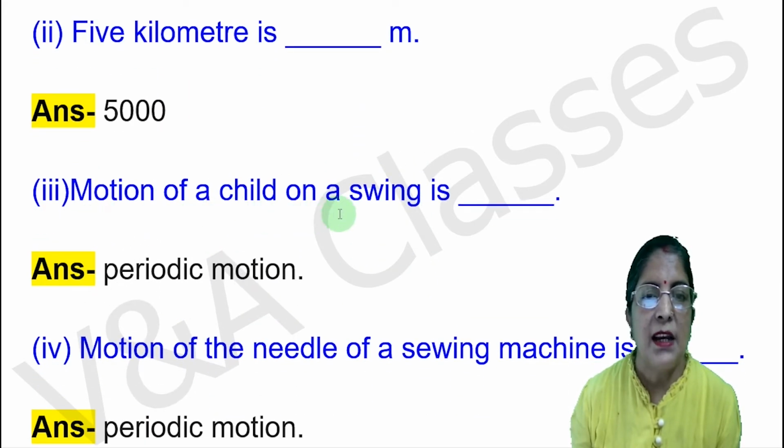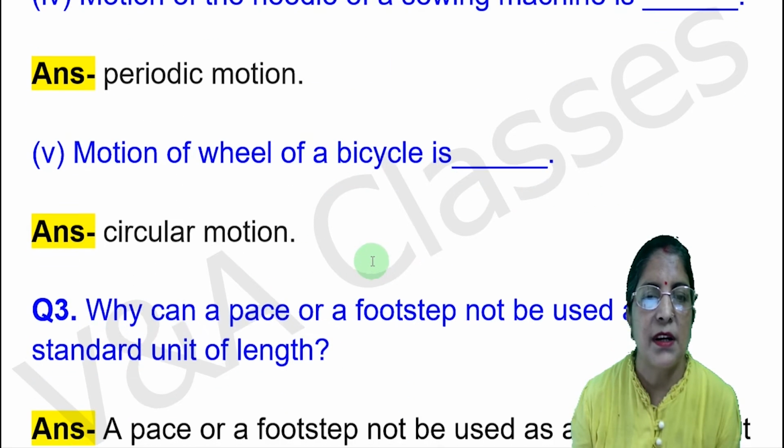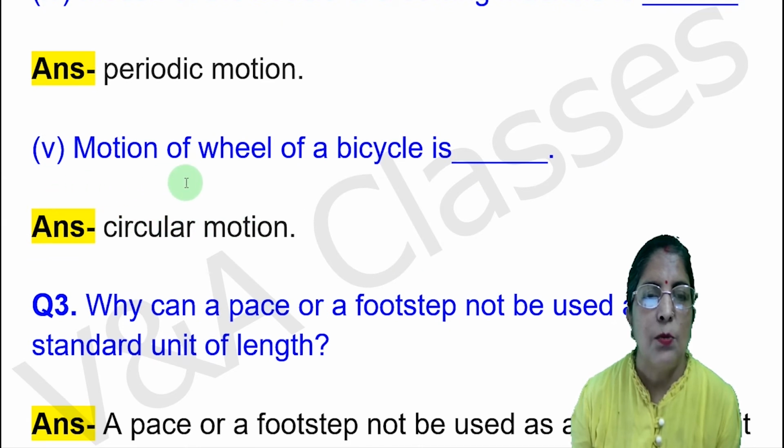Next fill in the blanks. Motion of a child on a swing is dash. Answer will be periodic motion. Next fill in the blanks. Motion of the needle of a sewing machine is dash. Answer will be periodic motion. Next fill in the blanks. Motion of wheel of a bicycle is dash. Answer will be circular motion.